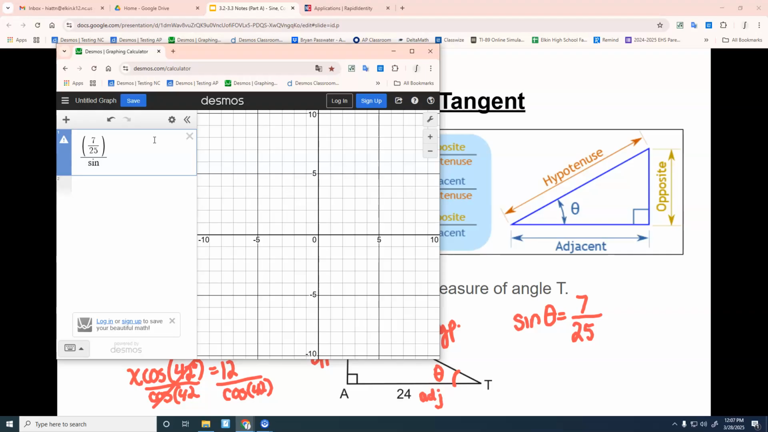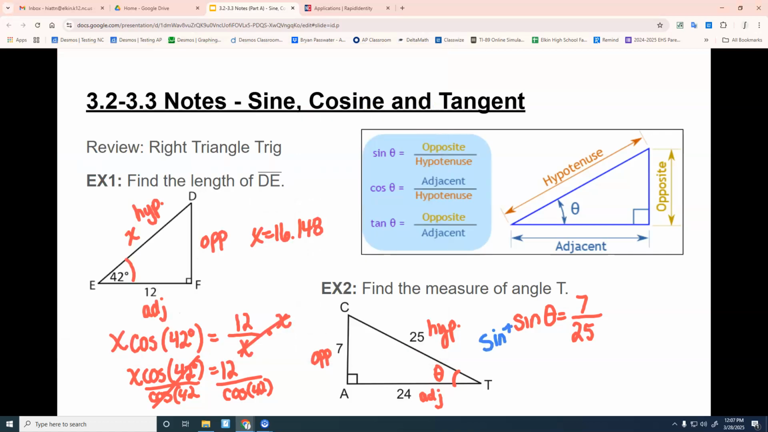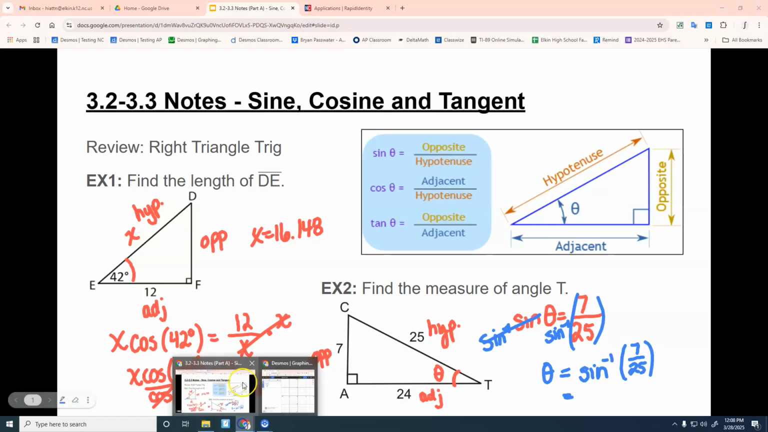Just like addition and subtraction are inverses, multiplication and division are inverses, logs and exponentials are inverses of each other, sine and inverse sine are inverses. So you're doing inverse sine of this sine over here, which will cancel that out. You'll just have theta. And then you'll do inverse sine over here. So we got theta equals sine inverse of 7 over 25, which we are going to type into the calculator.